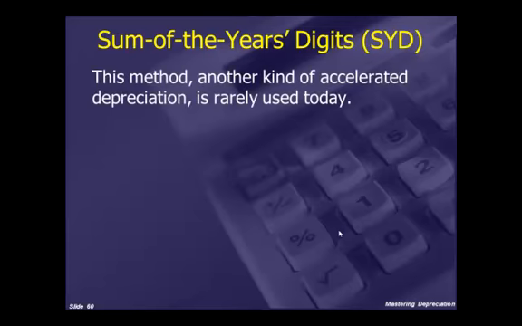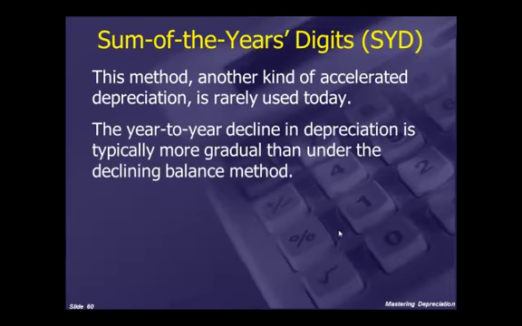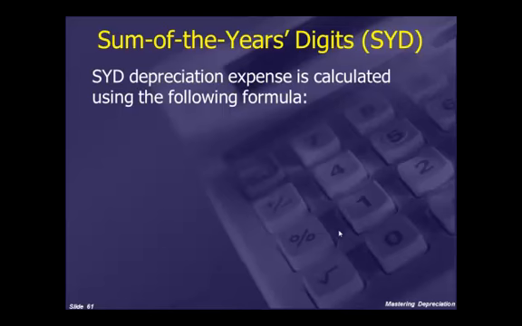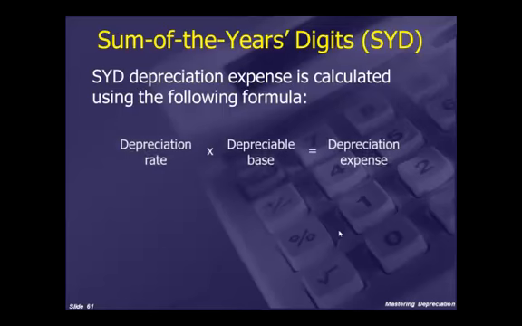Now, sum of the year's digits, SYD. This method, another kind of accelerated depreciation, is rarely used today, but we're going to go over it, and you may very well encounter it on the Certified Bookkeeper exam, so you need to be ready for it. The year-to-year decline in depreciation is typically more gradual than under the declining balance method, and we need to look at the formula. The depreciable rate times the depreciable base equals depreciation expense.